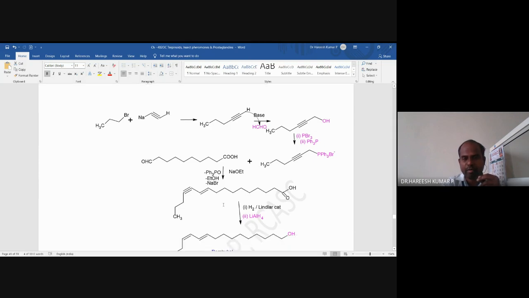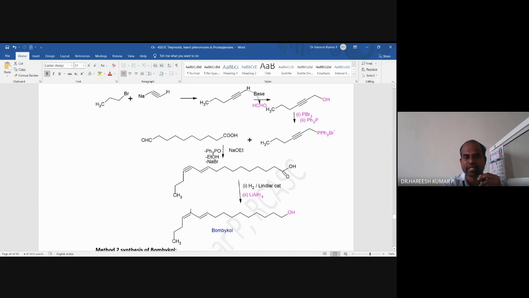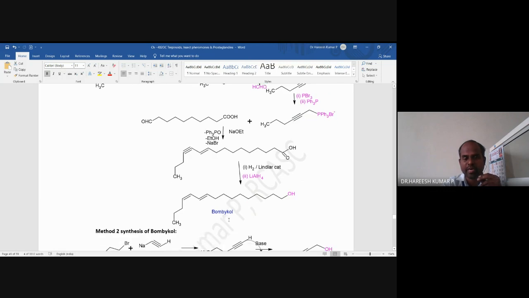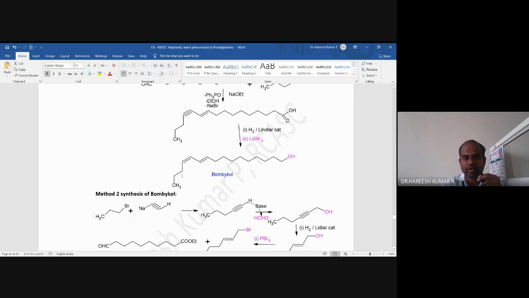And this compound is treated with Lindlar catalyst. What is Lindlar catalyst? Palladium over barium sulfate, with quinoline as a catalyst poison, for hydrogenation. Lindlar catalyst selectively converts a triple bond into a double bond. That is the speciality of Lindlar catalyst. Then what compound is obtained? The compound is Bombykol. So it is very easy to remember this particular Bombykol. How can you remember? Only the three methyl groups here and the conjugated double bond, and afterwards you just count the number of carbon atoms and the hydroxy.